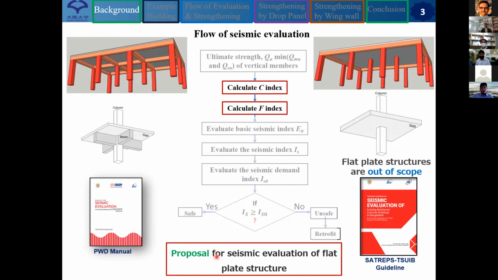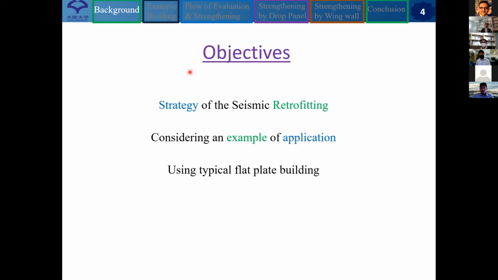As a result, we propose a seismic evaluation of flat plate structures with a slight modification in calculating the C index and F index. And that was the background. Now I'm moving to my objectives.